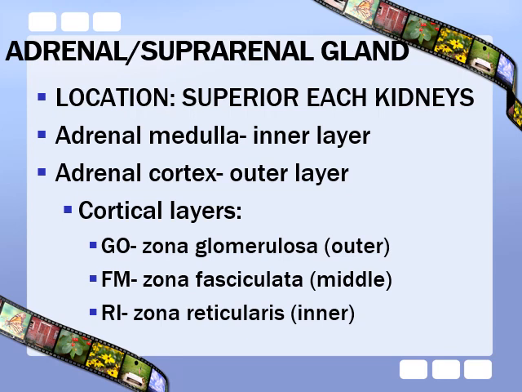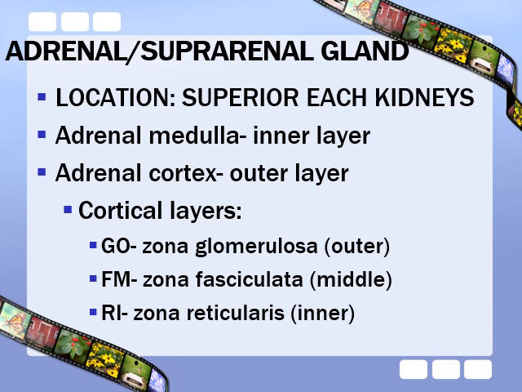We have the adrenal and the suprarenal glands. So saan siya makikita? Sa superior ng kidneys. So meron siyang two layers. We have the adrenal medulla and the adrenal cortex. Adrenal medulla, inner. Adrenal cortex, outer. So yung adrenal cortex, meron pa siyang cortical layers. So we have the zona glomerulosa, zona fasciculata, and zona reticularis.